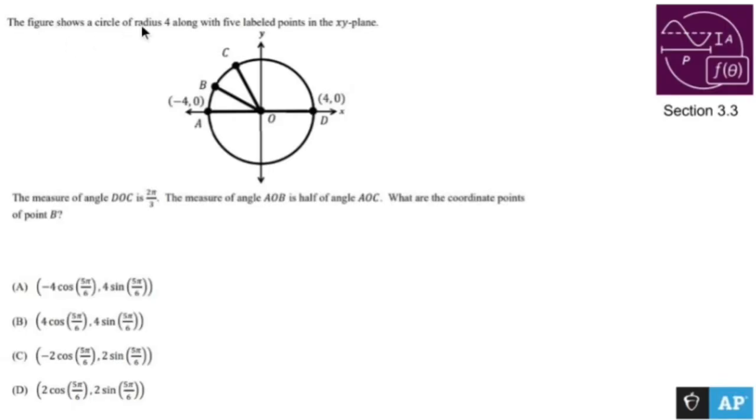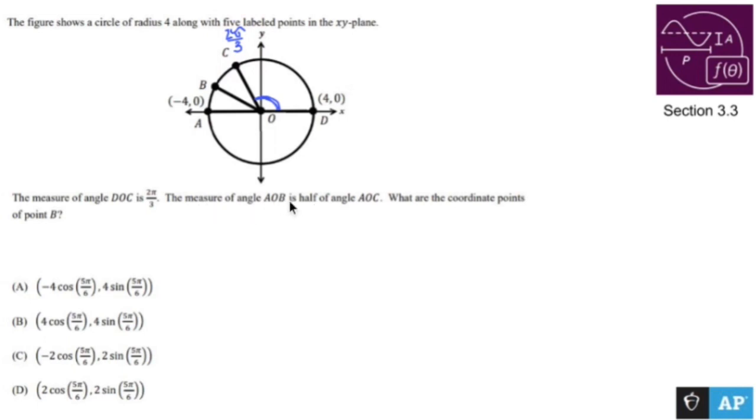The figure shows a circle of radius 4 along with 5 labeled points. You've got A, B, C, D, and O. The measure of angle DOC is 2 pi over 3. So let's quickly label that. 2 pi over 3. So I'll put the 2 pi over 3 right there. A familiar number if you remember your unit circle.